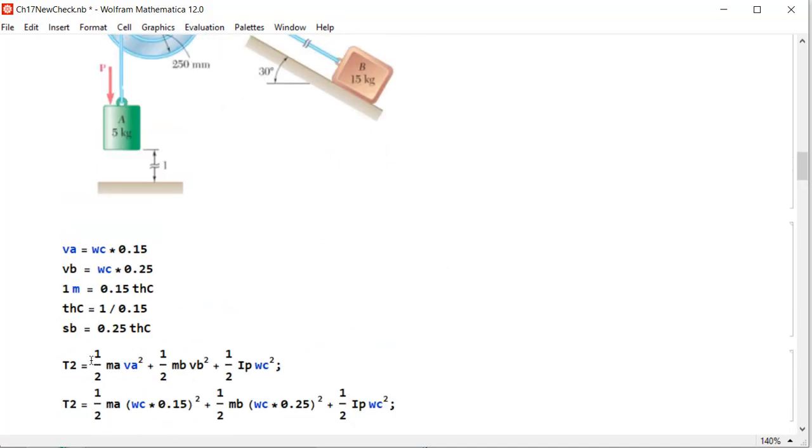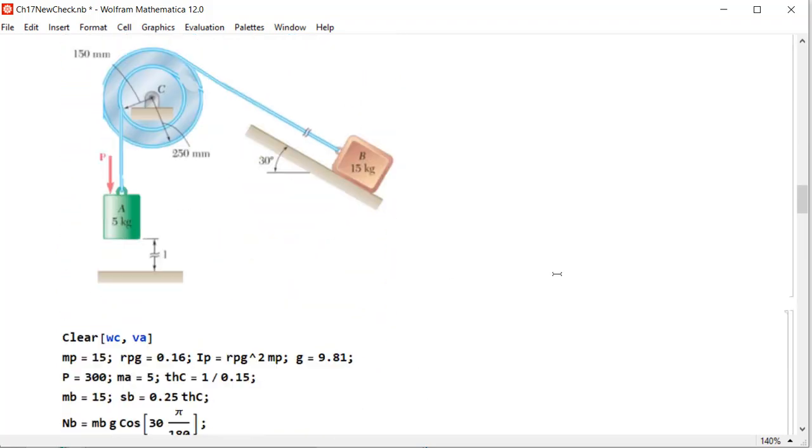My final kinetic energy: A is moving, B is moving, C is moving, and I'm going to take those velocities and get them all in terms of the angular velocity of my pulley. So A is related by 0.15, B is related by 0.25, and then for the pulley itself, I have the inertia of the pulley times the angular velocity of the pulley.